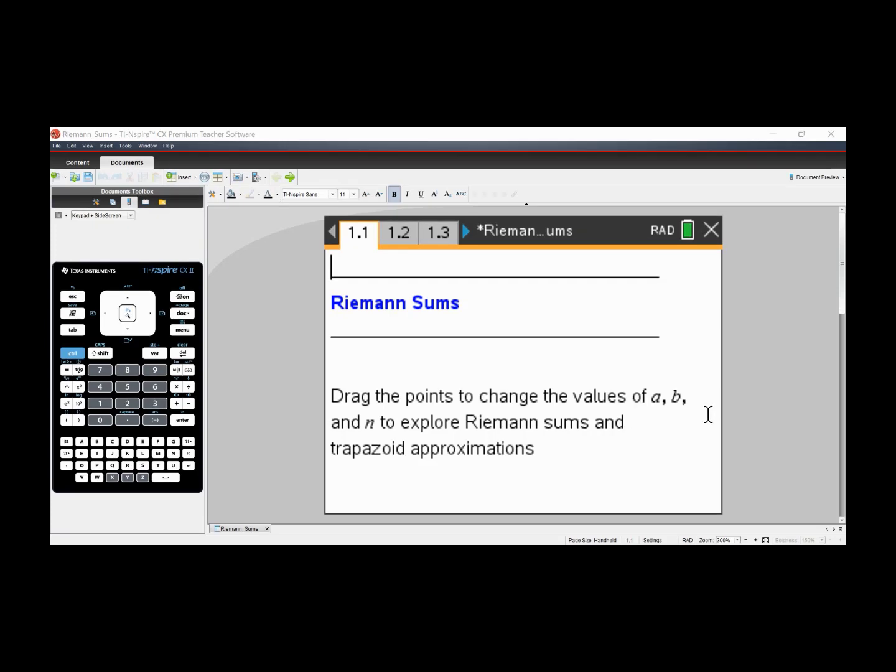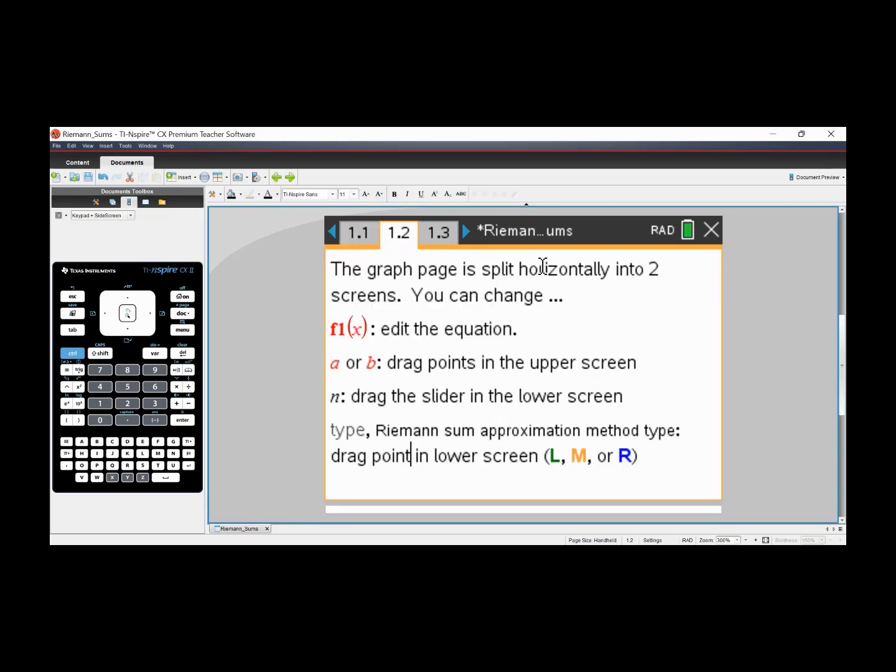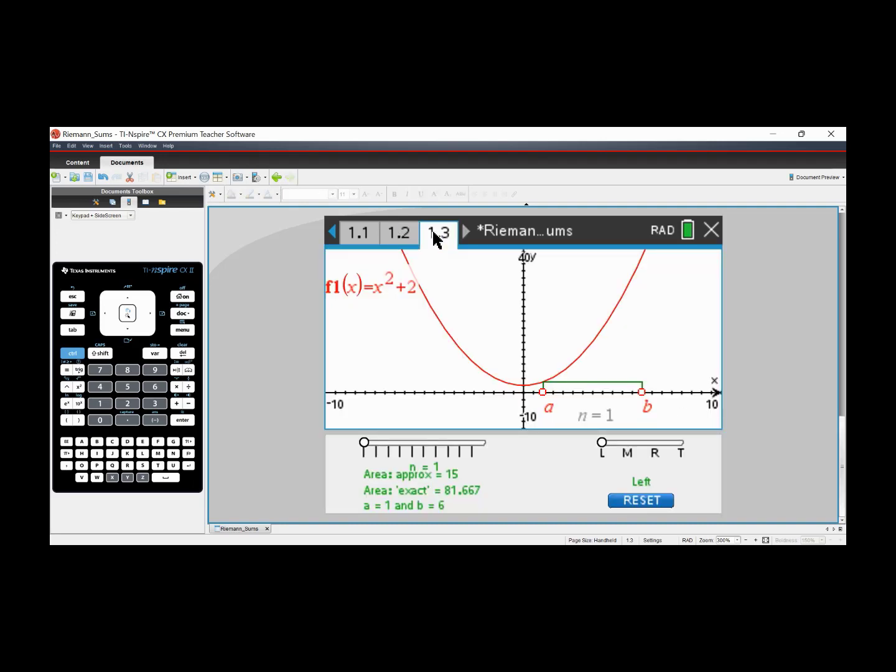So here we are in the Riemann sums program. Notice it tells you you'll be able to drag the points to change the values of a, b, and n. Now, I'm going to go to page 1.2. It also tells you that the page is split horizontally into 2 screens. You can change f1 of x by editing the equation. You can change a or b by dragging points. You can change n by dragging the slider in the lower screen. It will give you all of the values for the left RAM, the M RAM, or the right RAM, and I believe it also has the trapezoid in here too. The T stands for trapezoid.